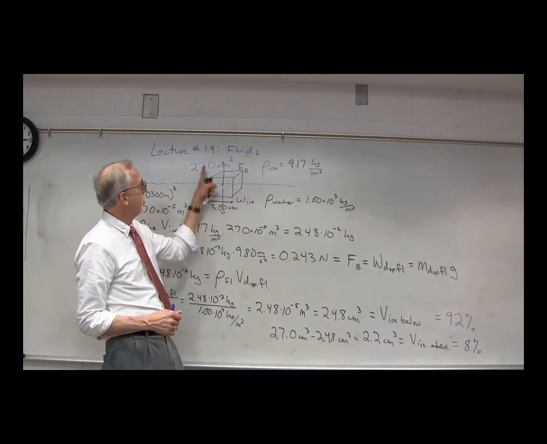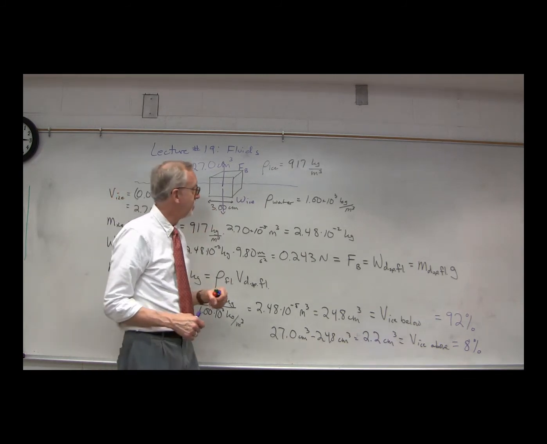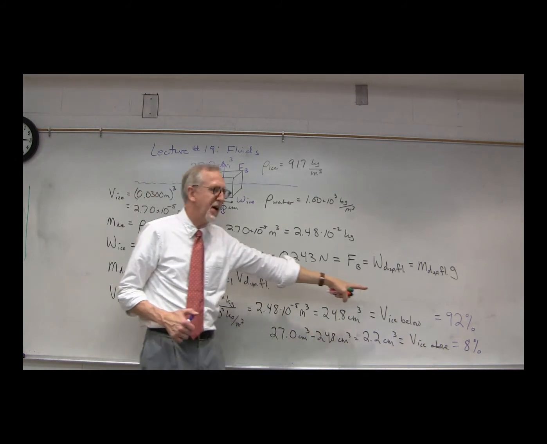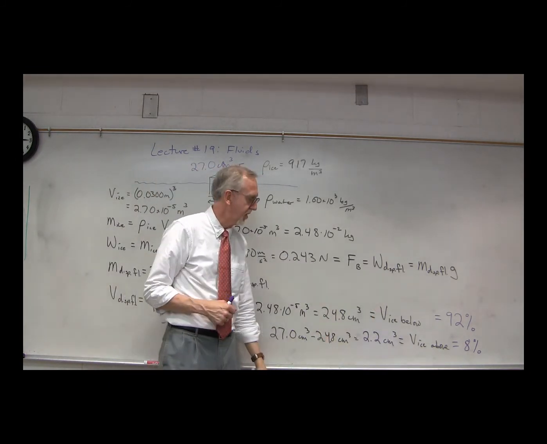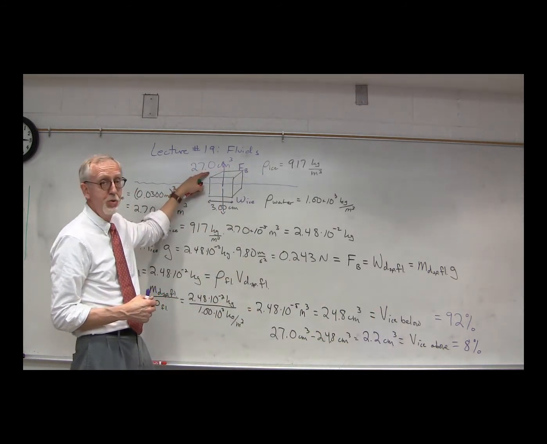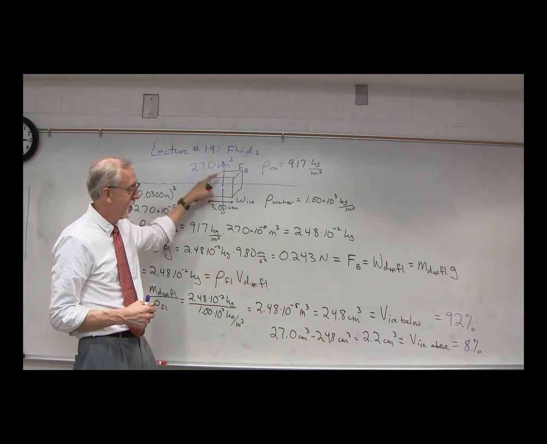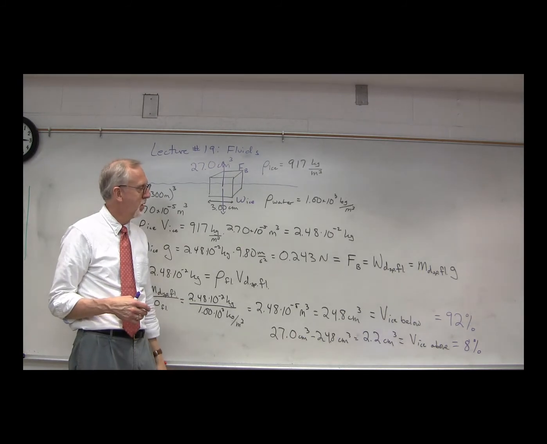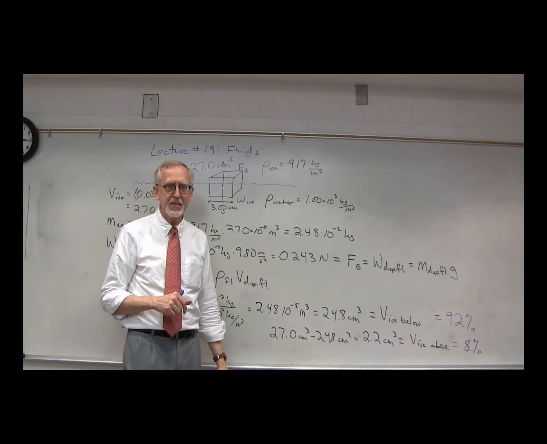So, out of the total of 27 cubic centimeters, we've got 24.8 below the surface, which corresponds to about 92% of the entire volume, and 2.2 cubic centimeters above the surface, which corresponds to about 8% of the total amount. Excellent.